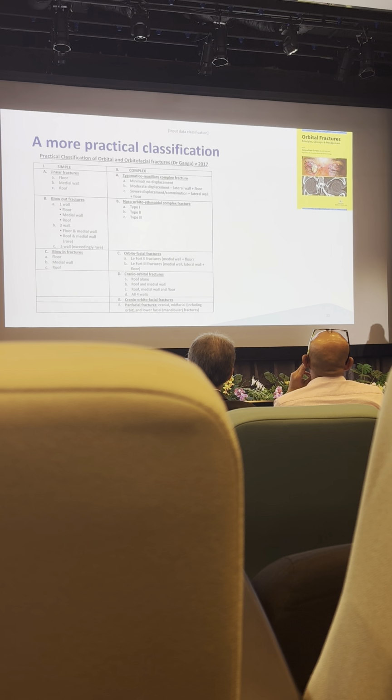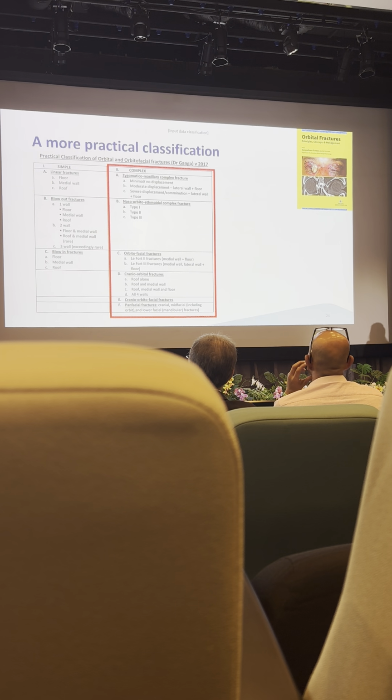And I don't think I can be a fellow of Dr. Danga if I don't talk about his classification system in his book, Orbital Fractures. He proposes a classification system that first splits the orbital fracture into simple versus complex. Now, this is very intuitive. You think about simple fractures as being those that involve only the orbital walls, including linear fractures, blowout fractures, or less commonly blow-in fractures. On the other side of the spectrum lie the complex fractures, which are fractures that involve other parts of the facial skeleton, and these include your ZMC fractures, your NOE fractures, your orbital-facial fractures, cranial-orbital fractures, or pan-facial fractures, if it also involves the mandible.